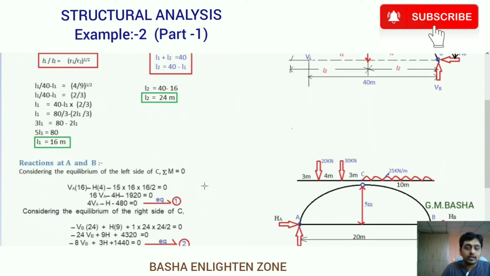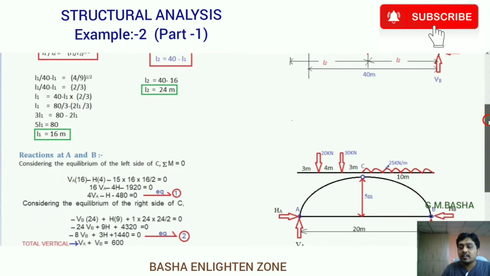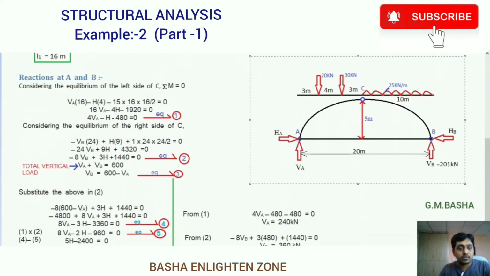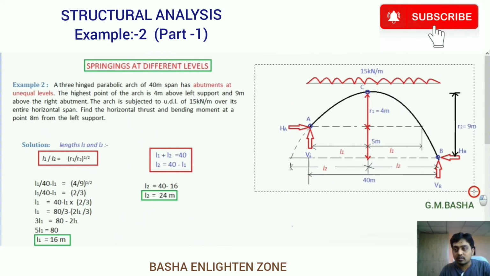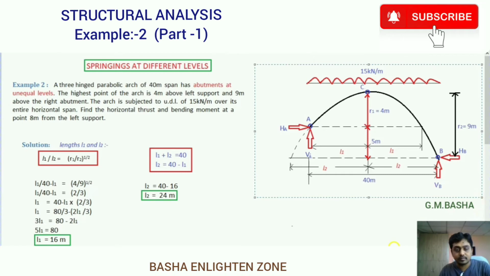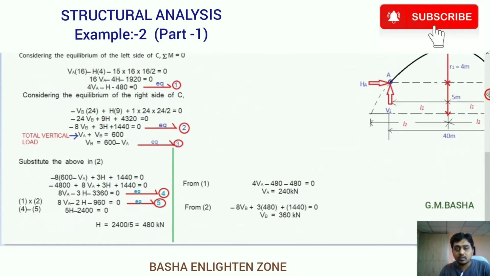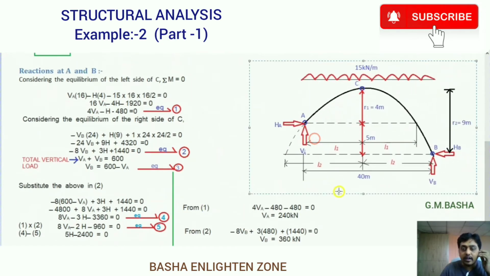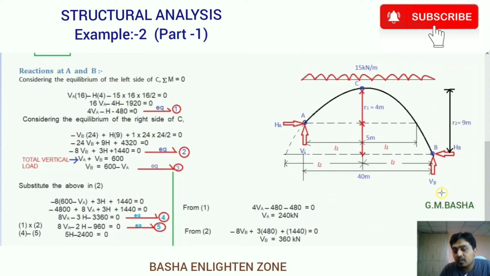Okay, then go to the reactions. Find the vertical reactions, that is, the reactions at A and B. We are going to find the vertical reaction at A and the vertical reaction at B, considering the equilibrium of the left side of C. There will be a left part and a right part, and here we are considering equilibrium only for the first, left part.